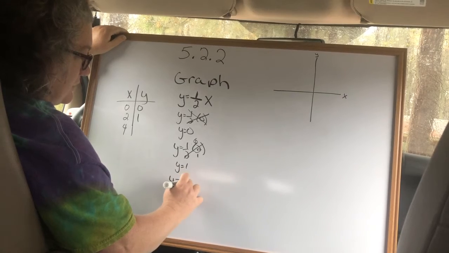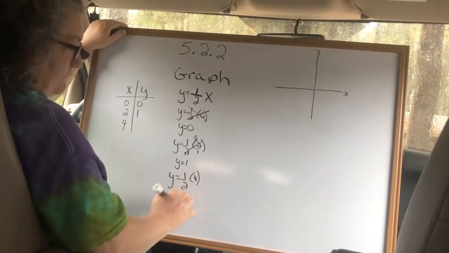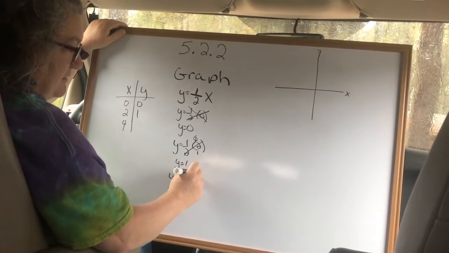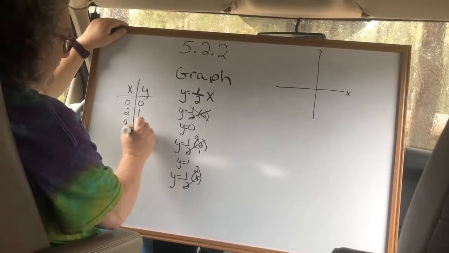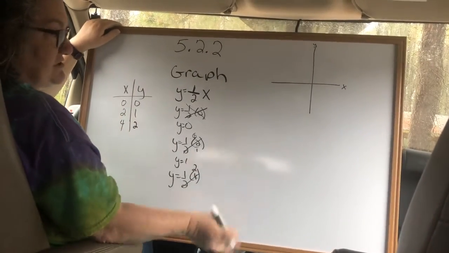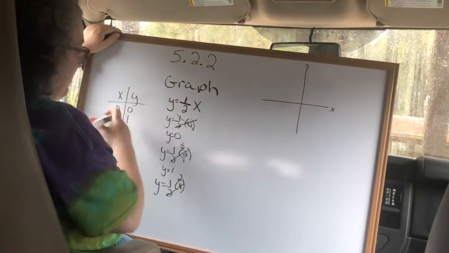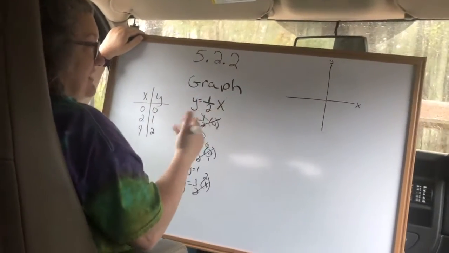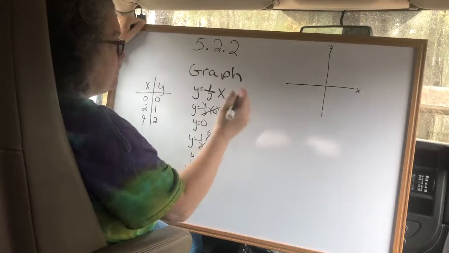Y equals 1/2 times 4. So the 2 can go into the 4. That'd be 2 times. We have 1 times 2 is 2. Now I already have my 3 points, but I do want to show you why we chose those. So I'm going to pick one that I didn't think about. I just chose one off the cuff.